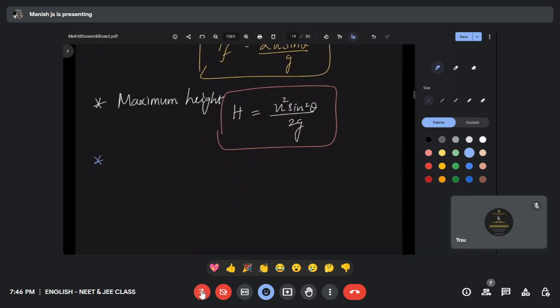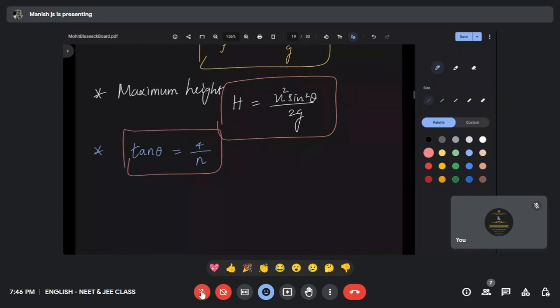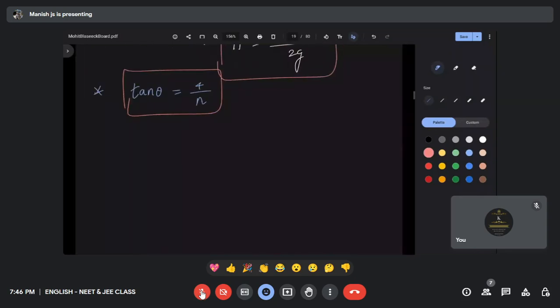And one more important relation. Whenever we are giving competitive exams, there are certain relations and important tips and tricks. One of them is the horizontal range relation with maximum height. The relation is tan theta is equal to 4 upon n, where the range is n times the maximum height. This is one relation that we can use actively to solve questions. A small trick.